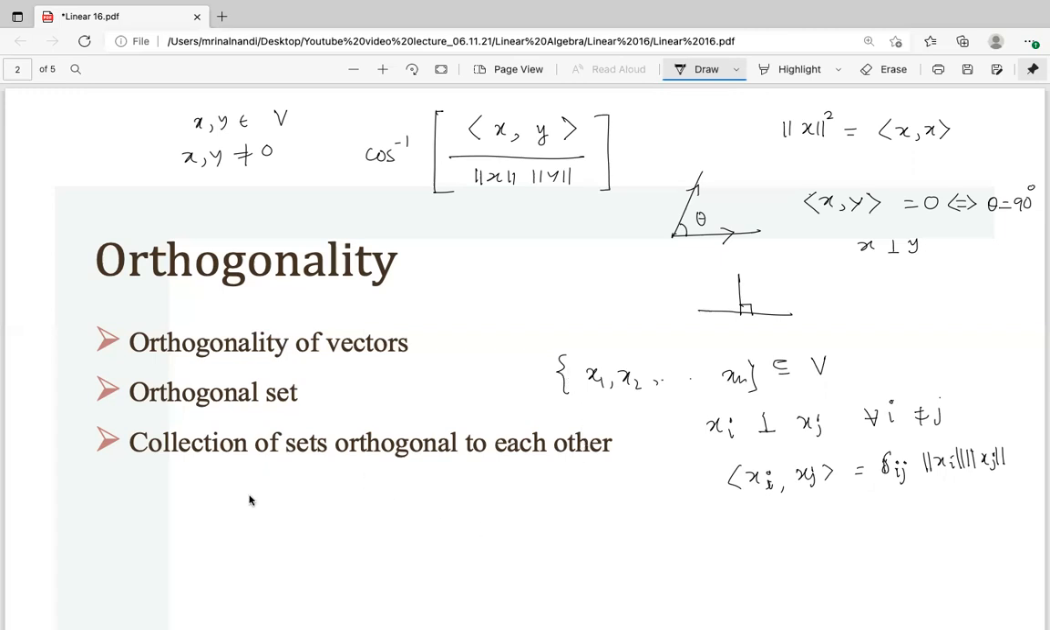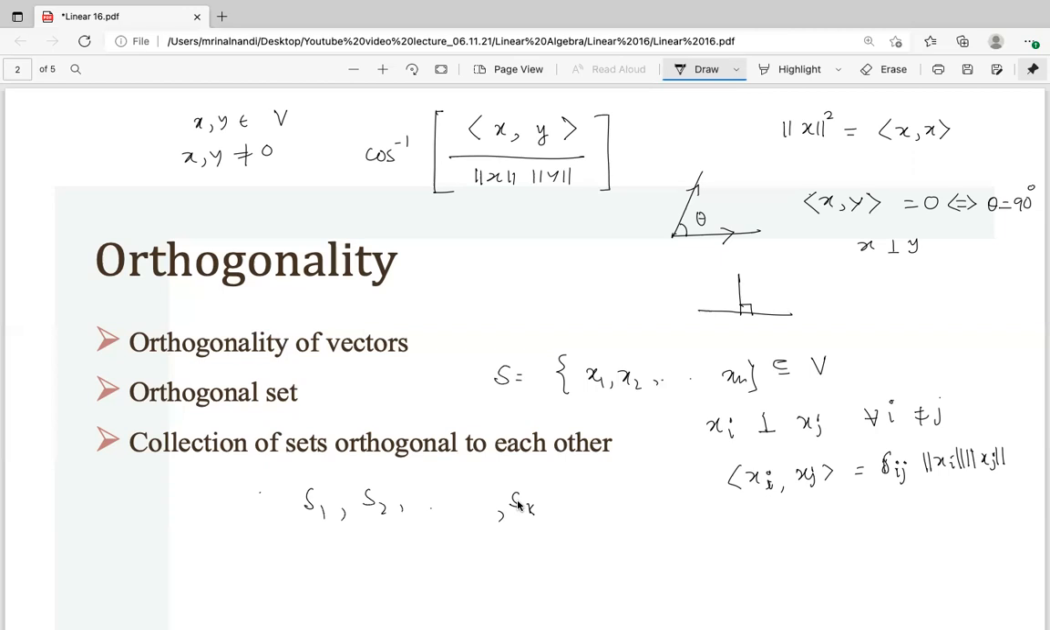Now there is one more concept. Say this is the set S. Now if there is some collection of sets, S1, S2, up to Sk, and each has some vectors. So S1 is a subset of V, S2 is a subset of V, Sk is a subset of V, the vector space.